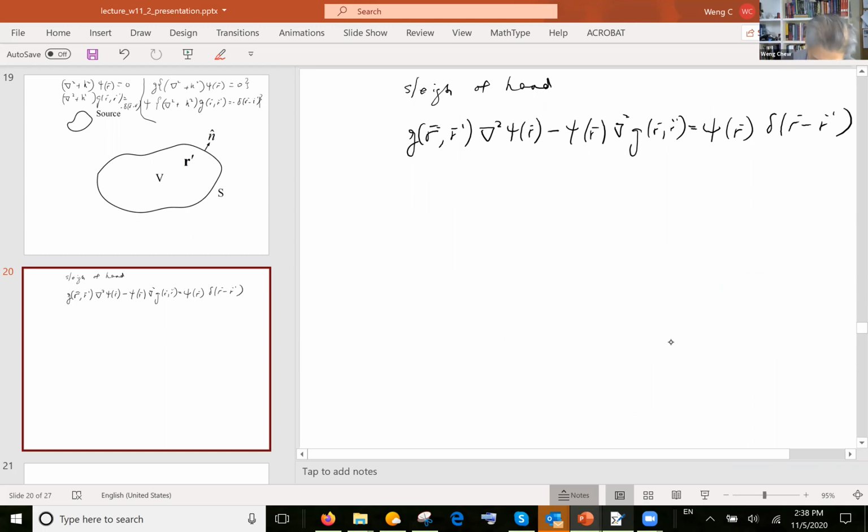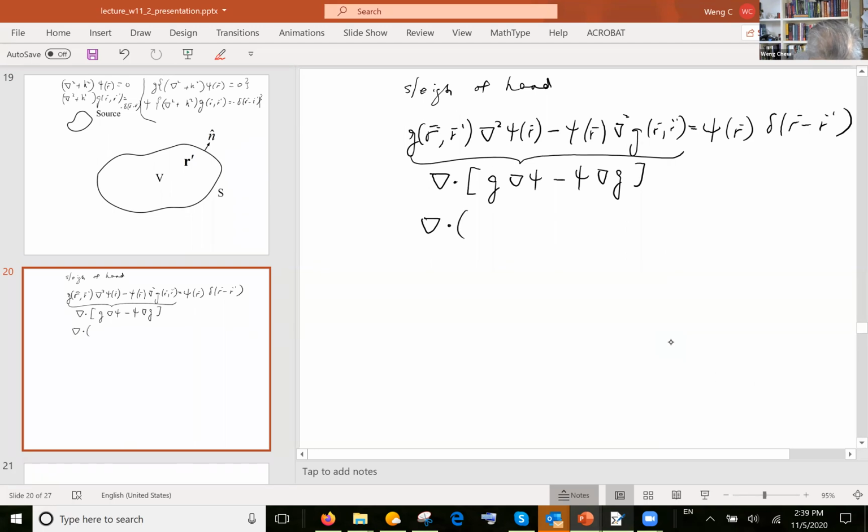And then I want to point to the fact that this thing over here can be written as a divergence. So if you take the divergence of g grad psi minus psi grad g, using the fact that the divergence of a scalar multiplied by a vector is the gradient of the scalar dot the vector plus the scalar times the divergence of the vector. This is just a product rule for the divergence operator. If you apply it, you can show that this is the same as the expression above, which means I can write this as a divergence, and then integrate this over the volume V that I have over here.